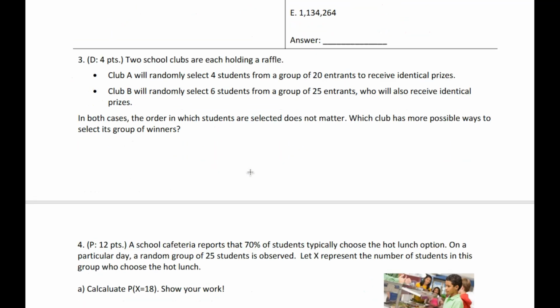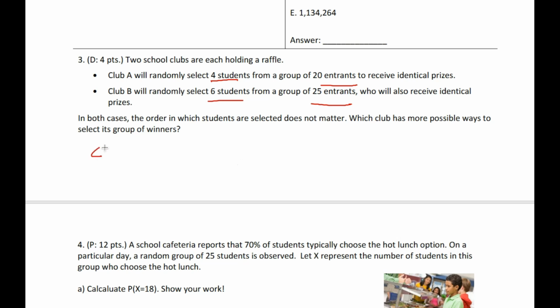Okay. Number 3 says 2 school clubs are each holding a raffle. Club A will randomly select 4 students from a group of 20 entrants, and they're going to receive identical prizes. In Club B, 6 students are chosen from a group of 25 who will also receive identical prizes. In both cases, the order in which the students are selected does not matter. Which club has more possible ways to select its group of winners? Okay, so each club is picking 4 students or 6 students, and it doesn't matter what order they're picked.